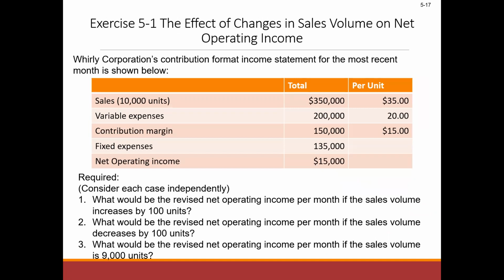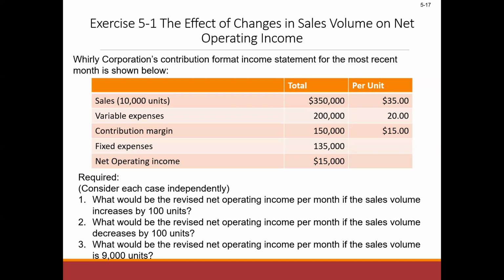Okay, let's look at this exercise. The effect of changes in sales volume on net operating income. Worley Corporation's contribution format income statement for the most recent month is shown below. We see our sales of 10,000 units, 350,000, and per unit, that's $35. We see our variable expenses of 200,000, and per unit, that is $20. Our contribution margin is 150,000, but per unit, it's $15. Our fixed expenses are 135,000, which shows our net operating income to be 15,000.